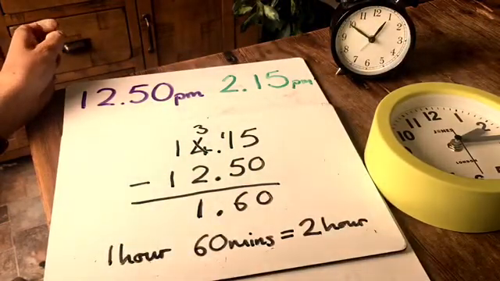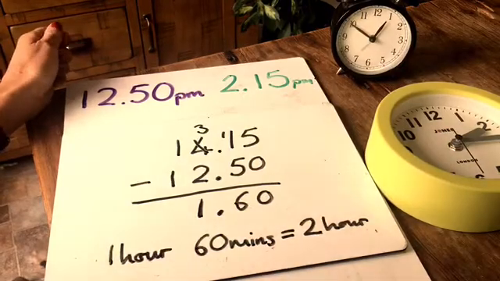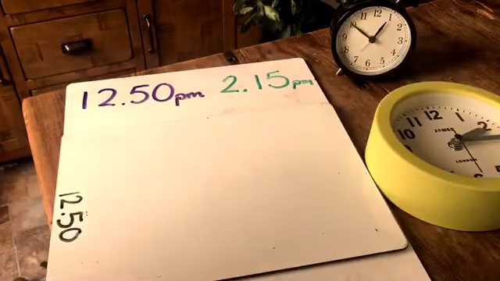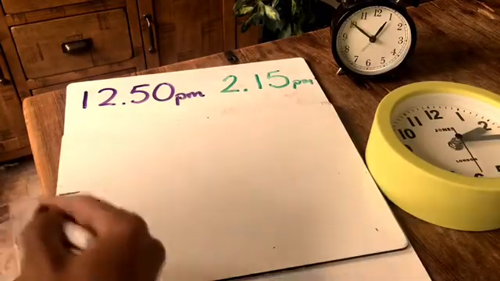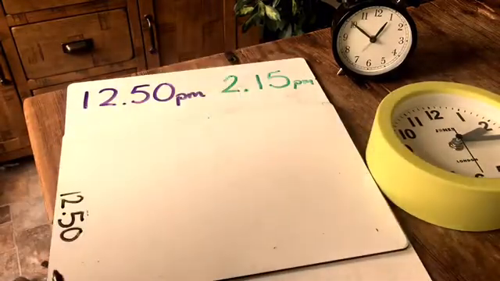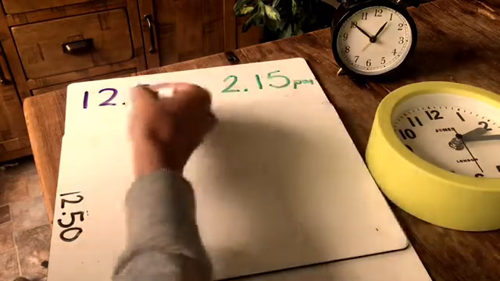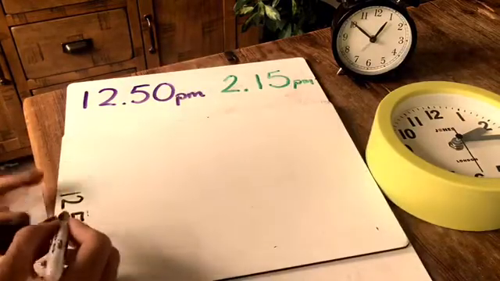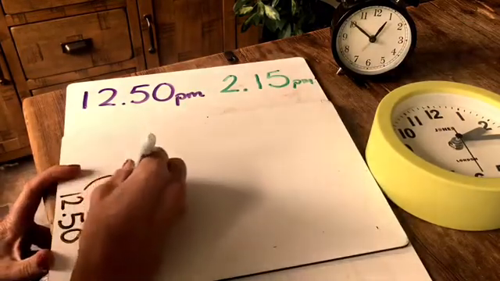So what I'm going to show you now is a technique, a strategy that works for finding the difference between two times. What I'm going to do now is start at 12:50 p.m. and I'm going to use jumps on a timeline to get me to 2:15 p.m. and I'm going to look at my jumps to help me work out how much time has passed to get from 12:50 to 2:15. So at 12:50, I think the easiest thing to land on would be 1 o'clock.